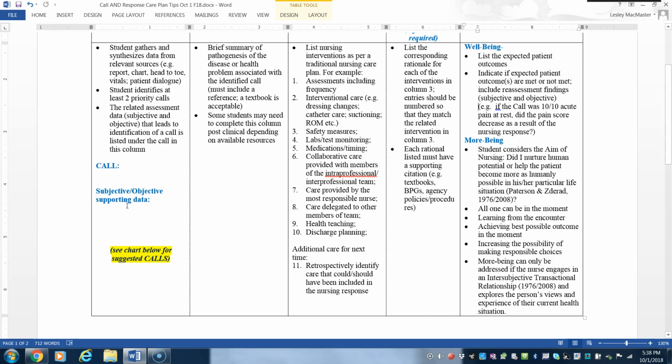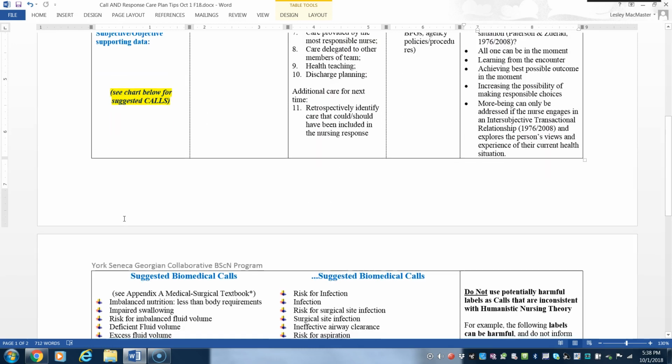Now, sometimes students have a little bit of trouble wording the call, and I want to emphasize that how it is worded will come with time. It's not critical that they get it exactly like a traditional nursing diagnosis. However, that does help some students.